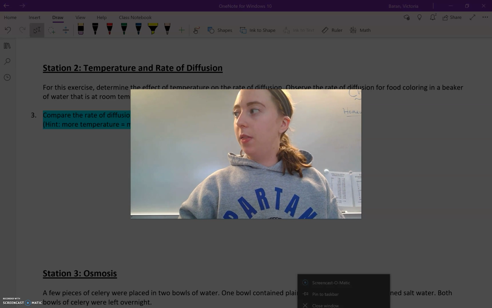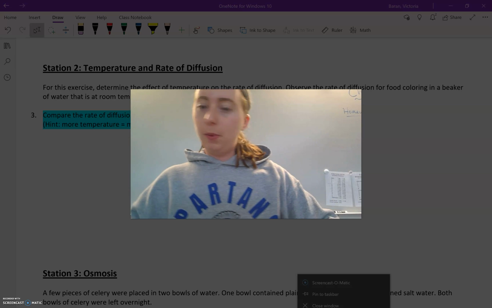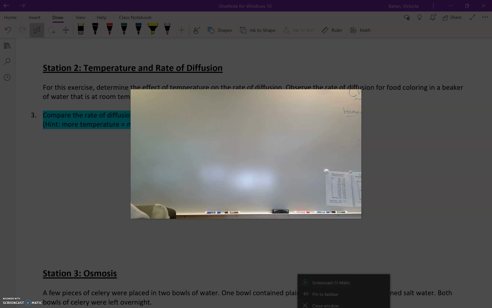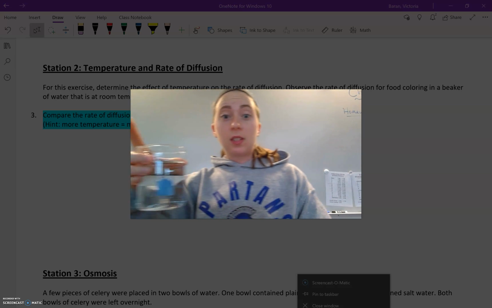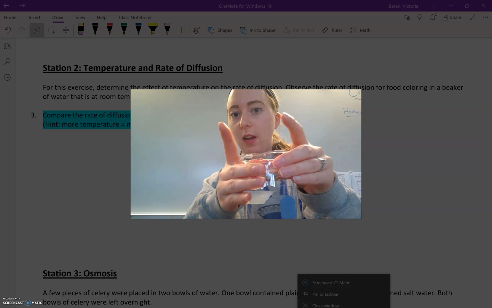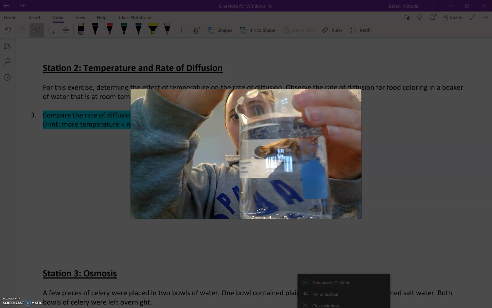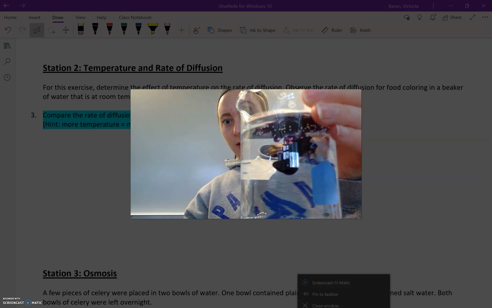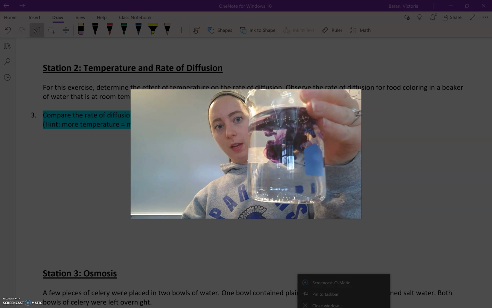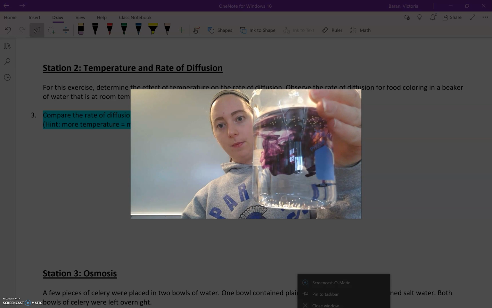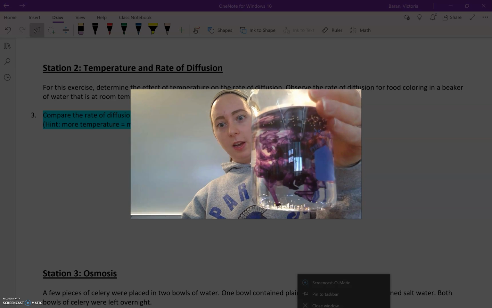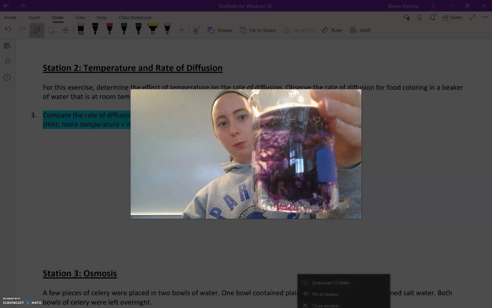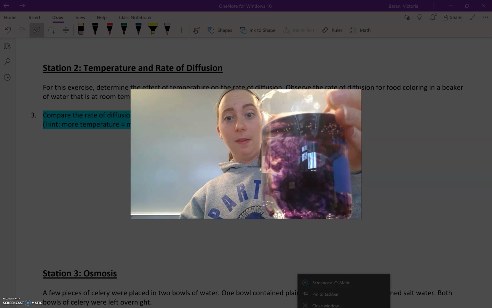And now I have one that's been sitting on a hot plate that's a little bit warm. All right, so this is a little bit warmer. So now we're going to see the rate of diffusion for that. Oh, wow. Okay. Definitely a lot faster. It's spreading out a lot more quickly.